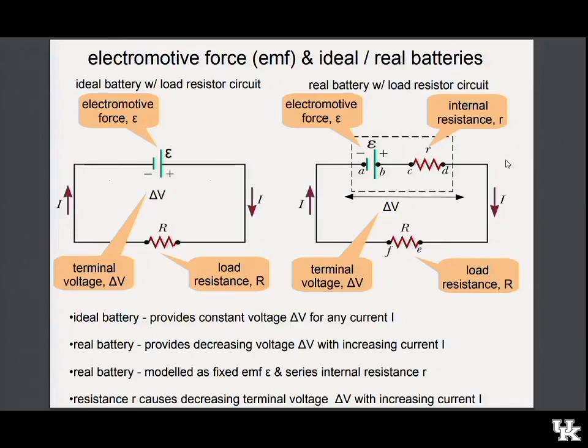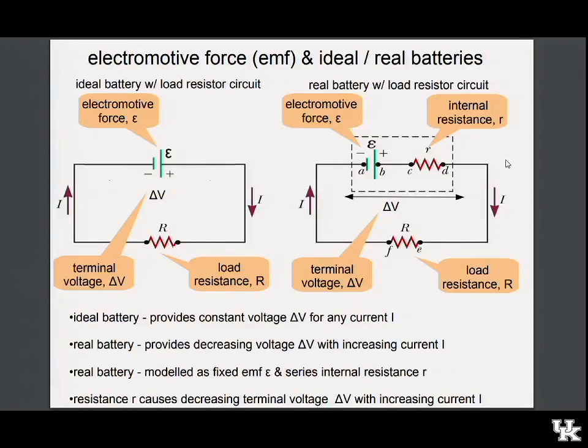Now, real batteries aren't ideal batteries. So with real batteries, the more current you draw from the battery, so suppose you draw 1 milliamp, then 1 amp, then 100 amps, then 1 million amps, the more current you draw, the less terminal voltage you get. And the less terminal voltage you get because some of the EMF supplied by the battery is being used up inside the battery by the internal resistance. And so that's what you're seeing in the comparison of these two diagrams.